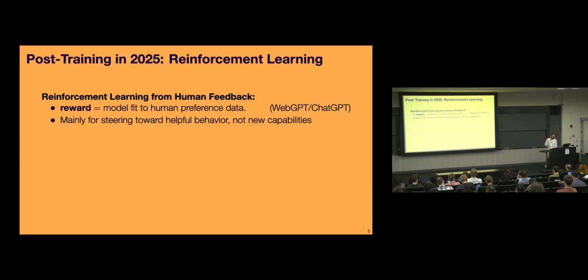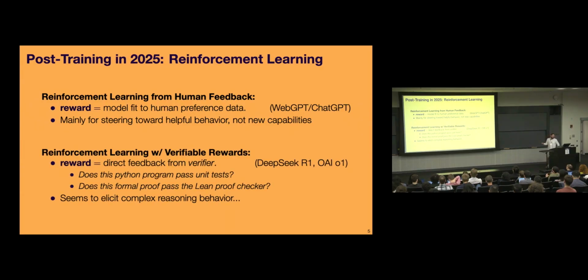This is where you fit a reward model to human preference data, and then you use reinforcement learning to optimize this. This is not really for discovering new behaviors. It's more for tweaking behavior that's already in the model. You want to make the model more helpful as a chat assistant or better at following instructions.